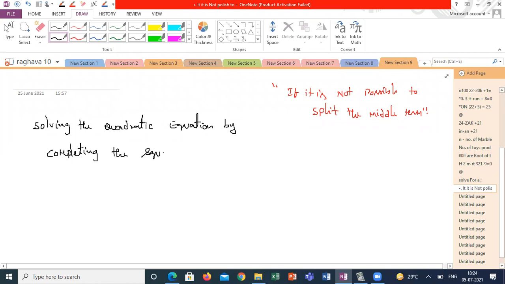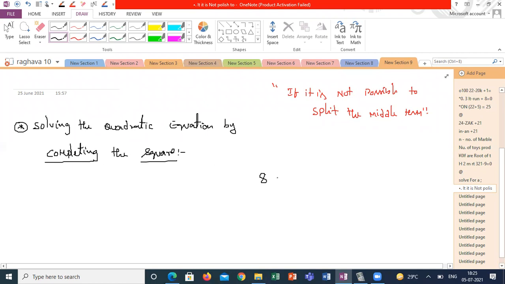The meaning of completing the square is very important. They will give some random equation, but I have to make it a perfect square. So first I will start with numbers to understand this procedure, because once you understand the procedure, it is actually very easy.